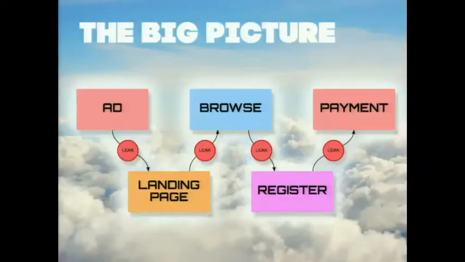And here is the big picture. You can see all the general stages: the advertising, the landing page, browsing, register, and payment. And you can see that when switching between those stages, all the time there is a possibility for people to leave, because every change is a critical point where they have a choice to get out and close the browser window, or to continue on the path and eventually go to the payment.